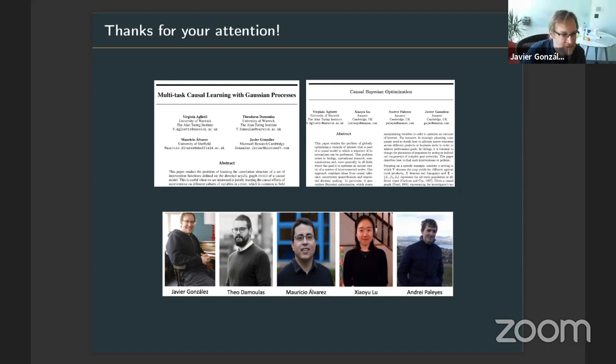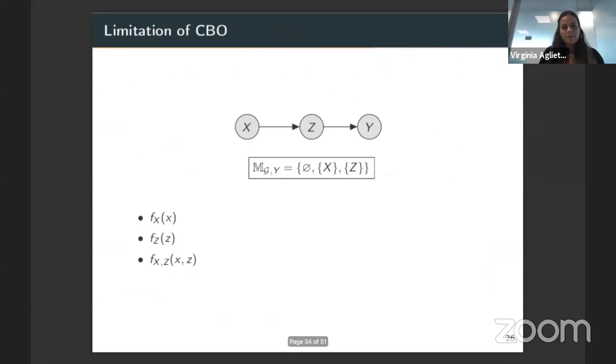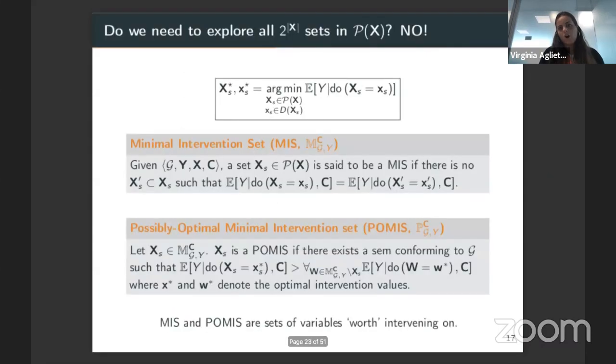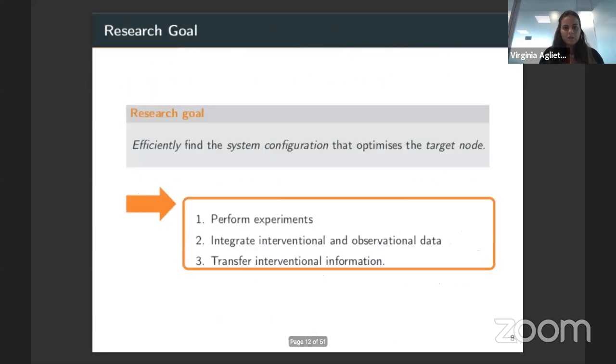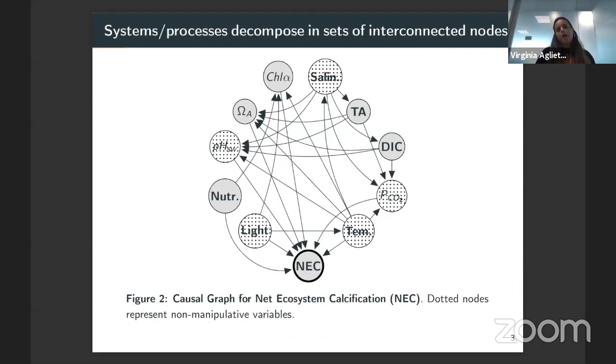Amazing. Thanks, Virginia. We have another question from Chris. Maybe this has been mentioned, but what size, in terms of the number of nodes, DAGs have you been able to use efficiently in the experiments that you have? So the biggest graph for which we ran this was the environment ecology example, in which we had a lot of experiments to explore, but that's the biggest one that we explored.